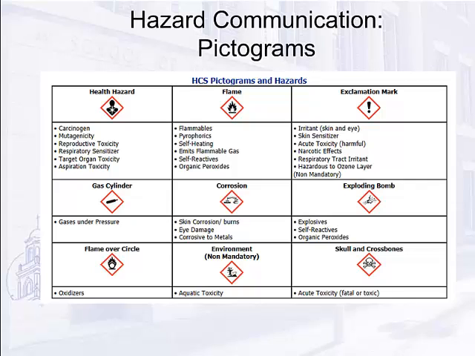The health hazard, for chronic hazards affecting the system. The flame, for such things as pyrophorics or organic peroxides. The exclamation mark, for irritants or acute hazards. The gas cylinder, for pressurized gases. Corrosion, for skin burns and eye damage. The exploding bomb, for certain self-reactives and organic peroxides. The flame over the circle, for oxidizers. The environmental hazard pictogram, for chemicals which cause aquatic toxicity. Skull and crossbones, for acutely toxic chemicals causing serious effects.